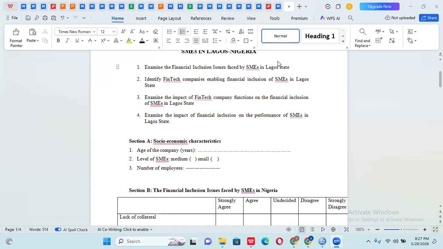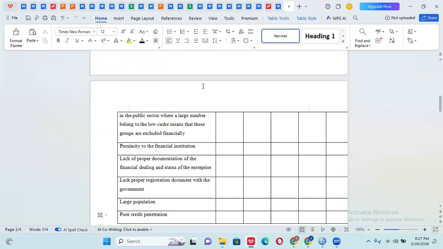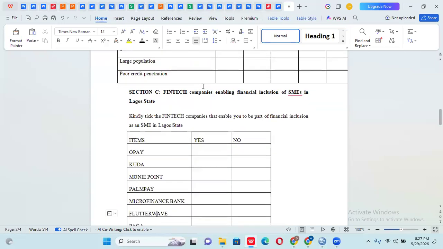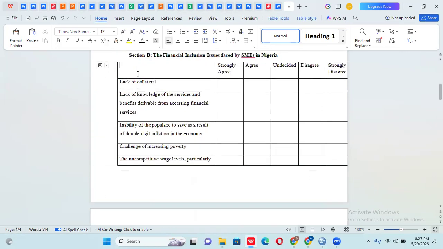So now this is the objective. Objective 2 now: identify the fintech companies enabling financial inclusion of SMEs in Lagos State. Fintech companies enabling financial inclusion. All right, we have it. Section C, we have that in our questionnaire. Okay, good.